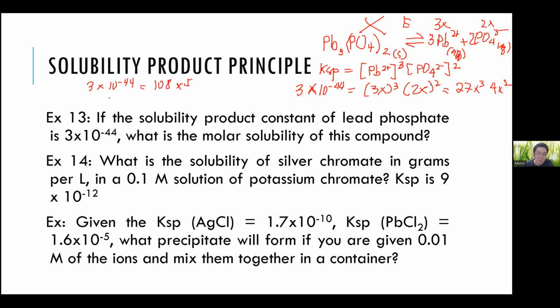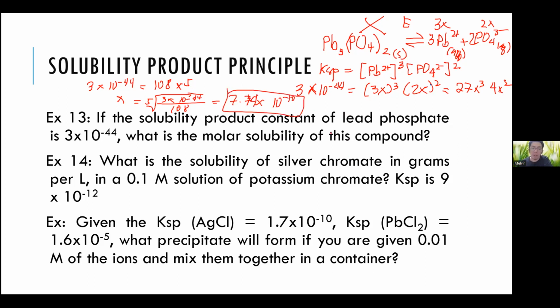To get x, this is equal to the 5th root of 3 times 10 to the negative 44 all over 108. Very small, no? Can our calculator do that? Yes. Josh, what's your answer? 7.74 times 10 to the negative 10.